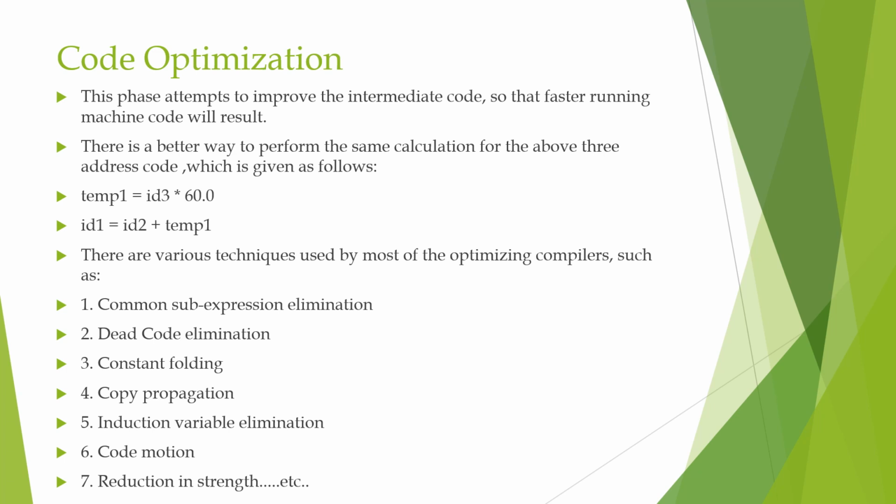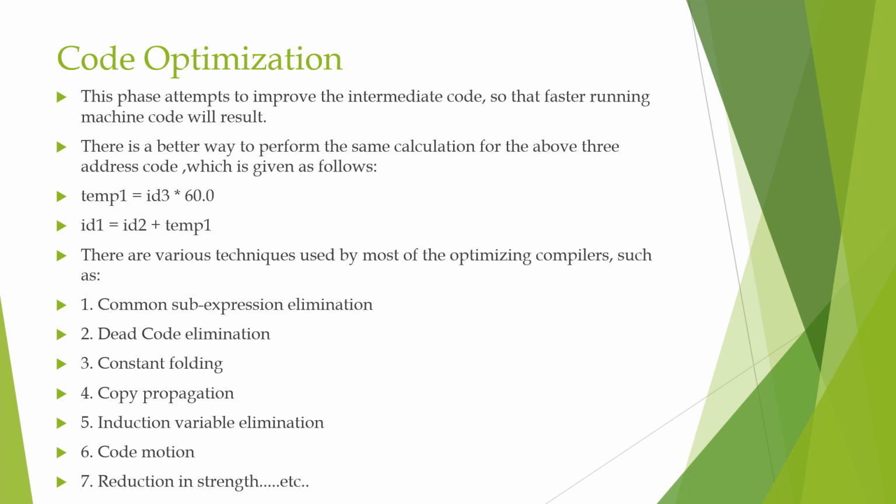Next comes the code optimization. This phase attempts to improve the intermediate code so that faster running machine code will result. There is a better way to perform the same calculation for the above three address code, which is given as follows. From that statement, we shorten the code. So temporary variable 1 is equal to id3 star 60. Then id1 is equal to id2 plus temp1.